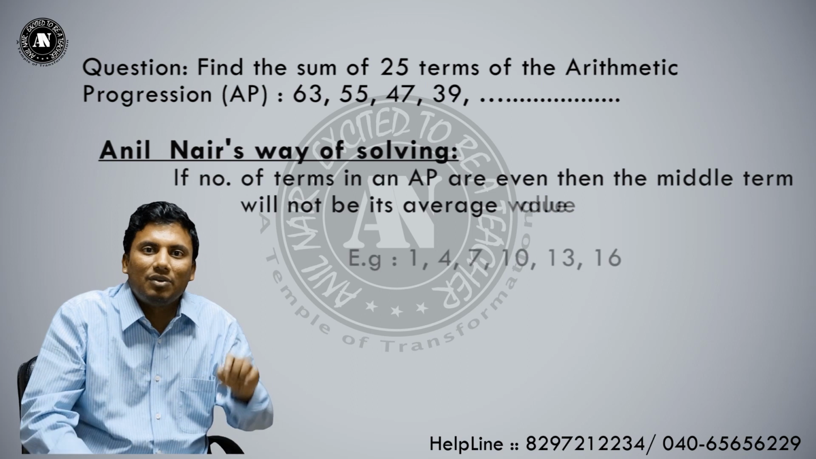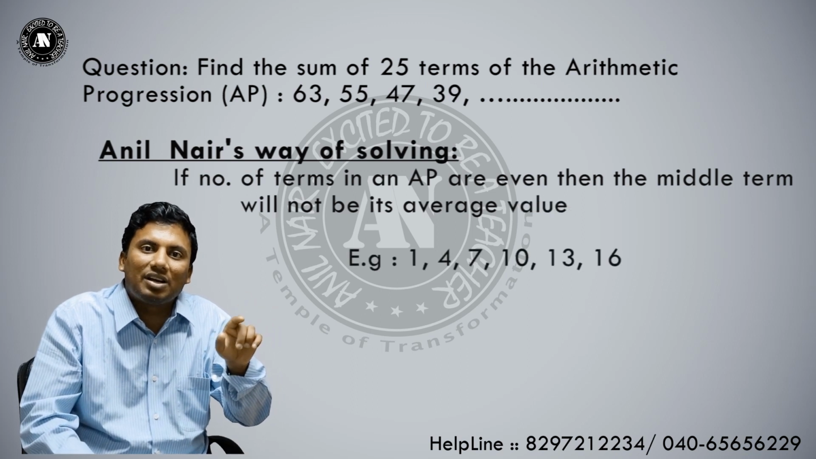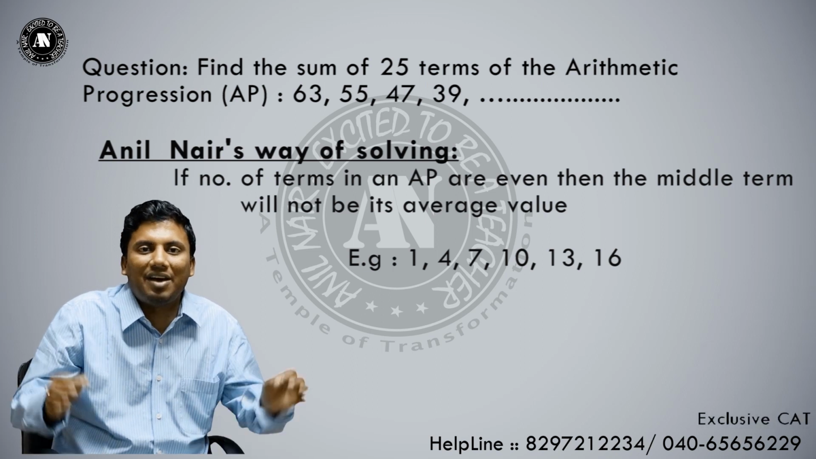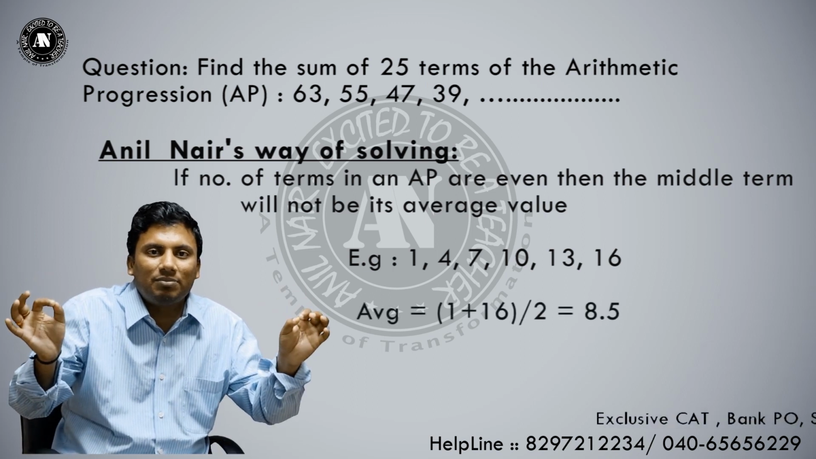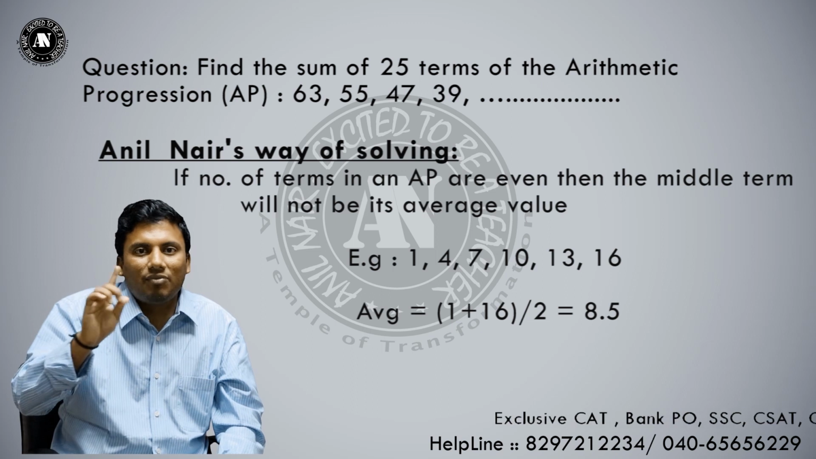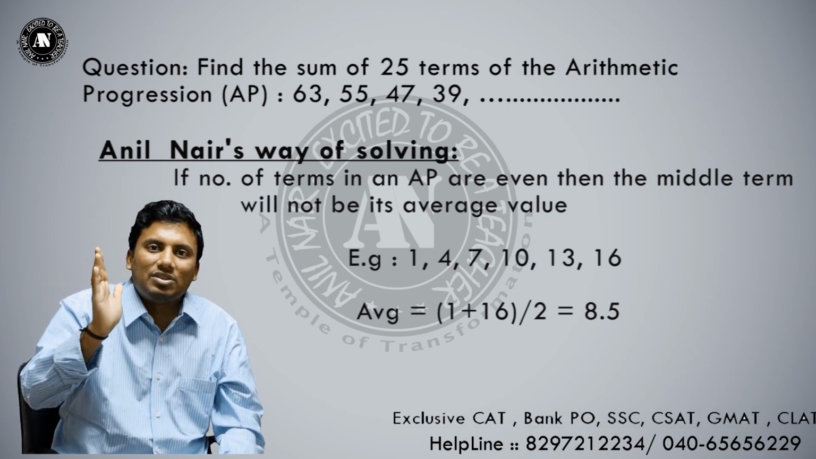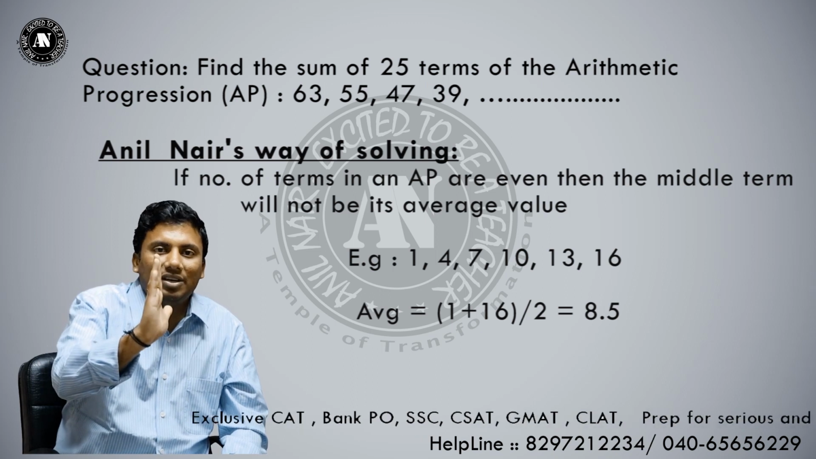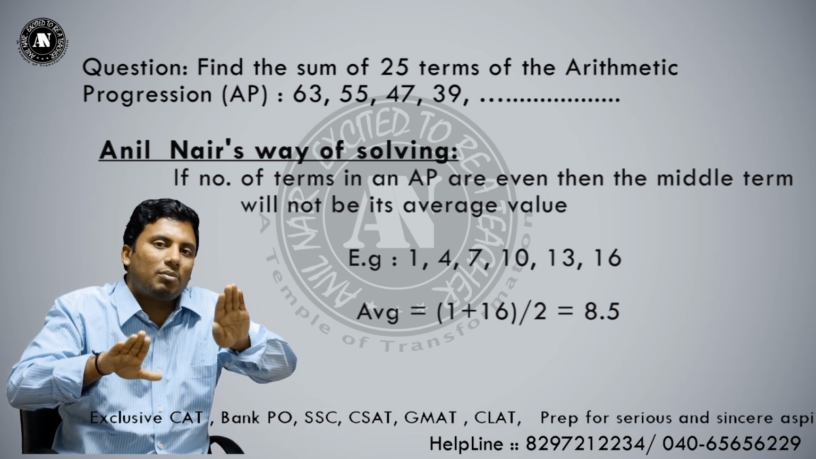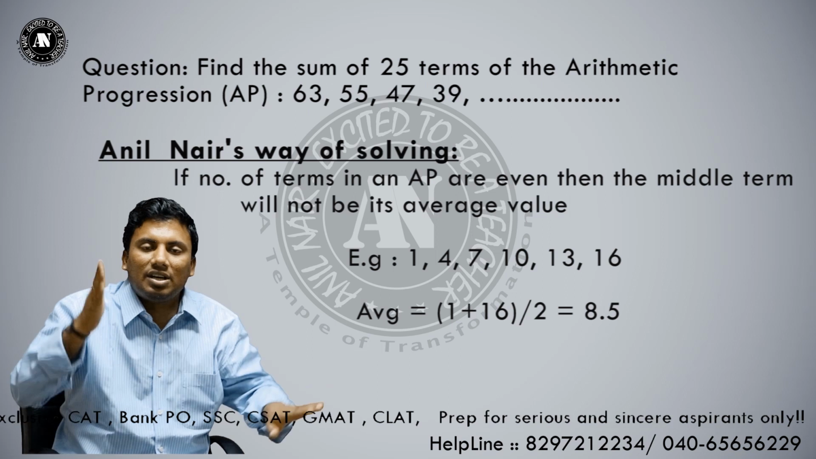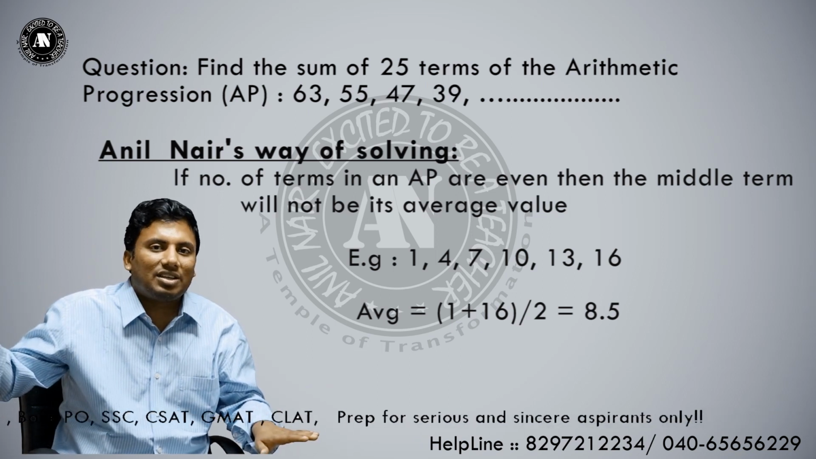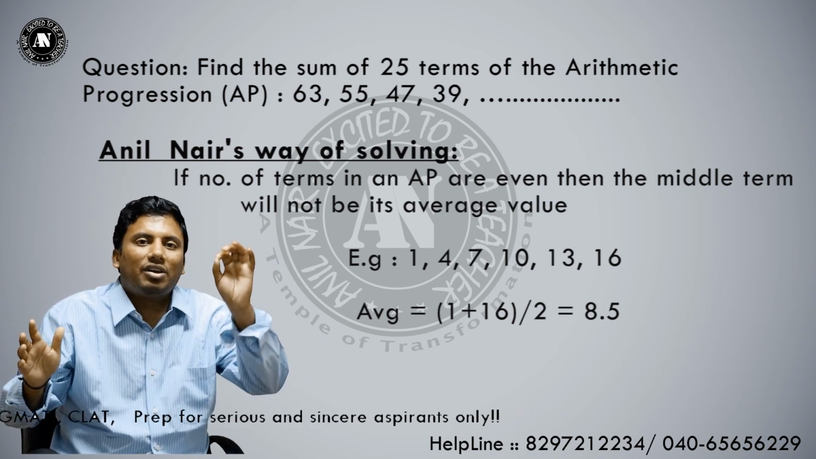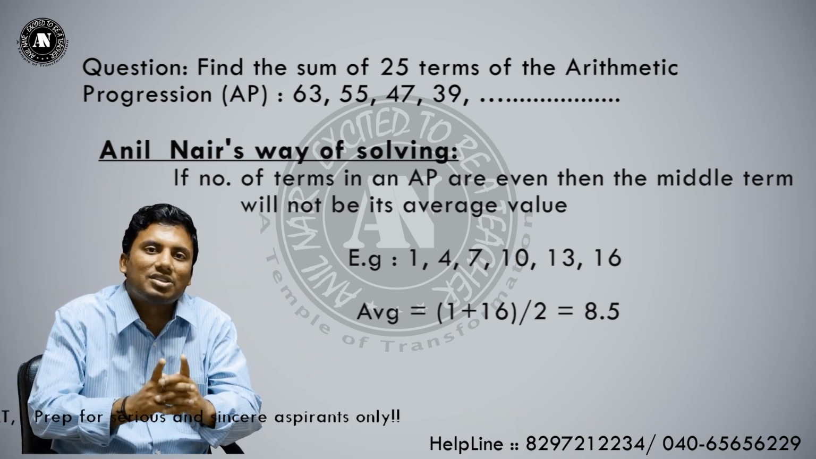For example, 1, 4, 7, 10, 13, 16. Average is given by first term plus last term by 2, 1 plus 16 by 2, which is nothing but 17 by 2, 8.5. So 8.5, 1, 4, 7, there are 3 terms, 10, 13, 16, there are 3 terms. 3 terms to the left, 3 terms to the right, 8.5 is the middle value. I hope the concept is clear.